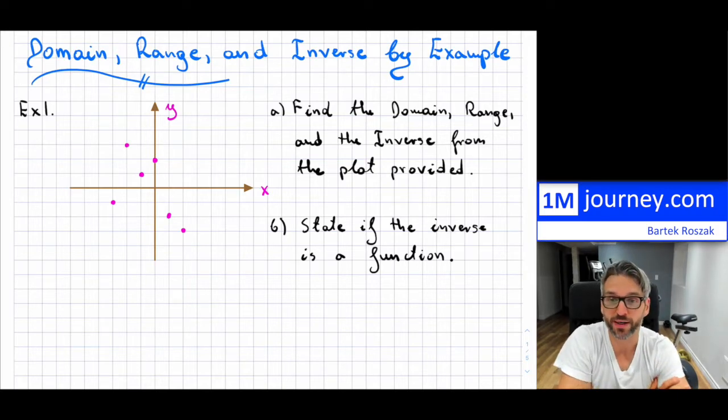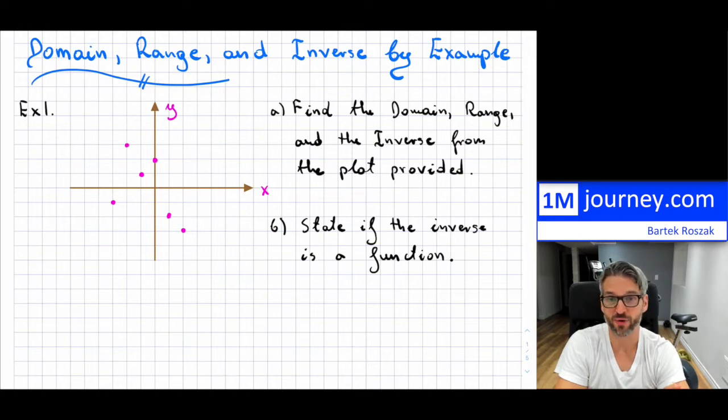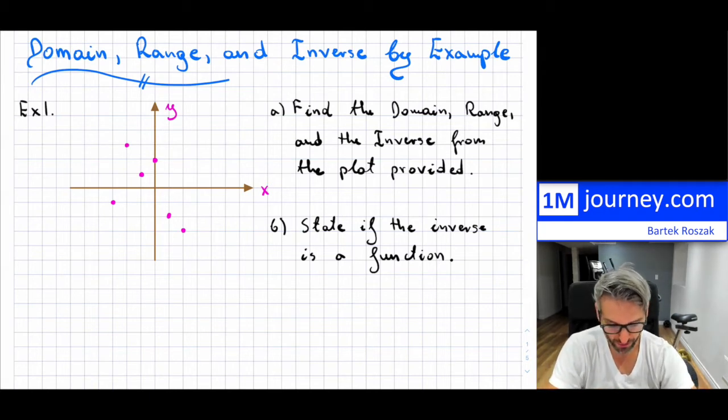Example number 1 is just a plot that gives us a few points. I'm going to ask the same question for all of them: find the domain, the range, and the inverse if it's possible from the given plot. Then the second thing is to state whether the inverse is a function or not. I want to push you a little to refresh: do you really know what domain, range, and inverses are, and when are they functions or not?